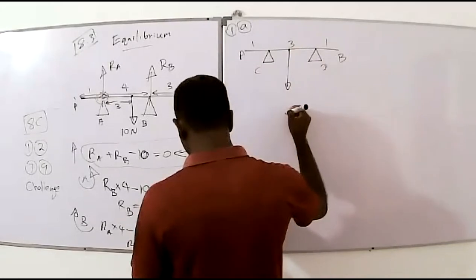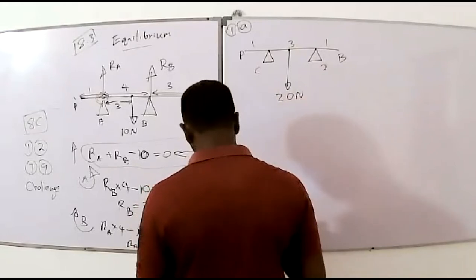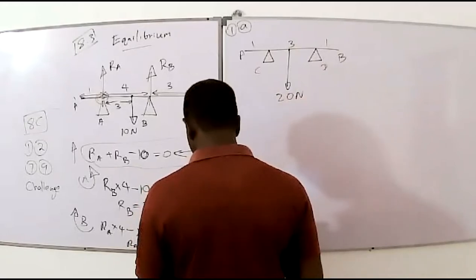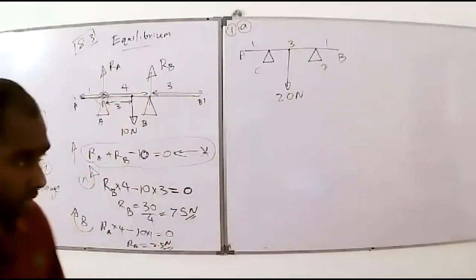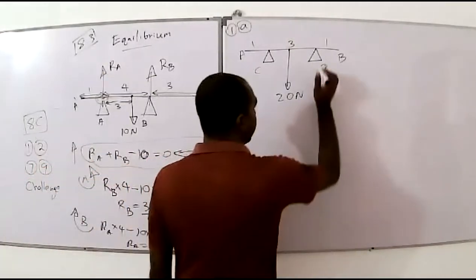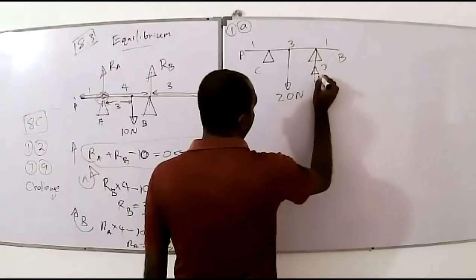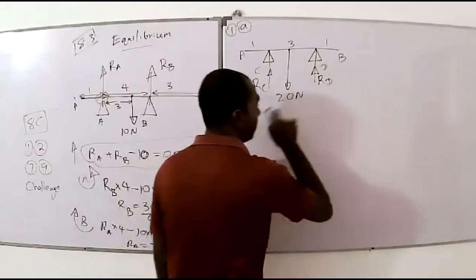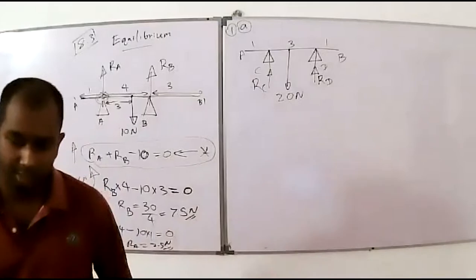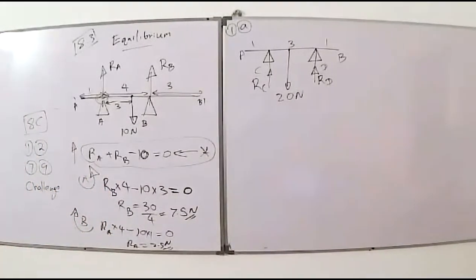So it should be how much? 20 newtons. AB is resting in a horizontal position on supports C and D. Find the magnitude of the reaction from C and D. Let's mark them as RC and RD. Now, when you are doing these questions, try to figure out the notations as well, how to write them down without any confusion.